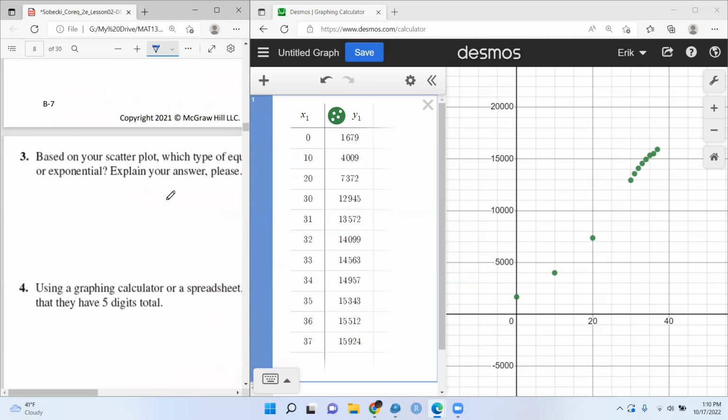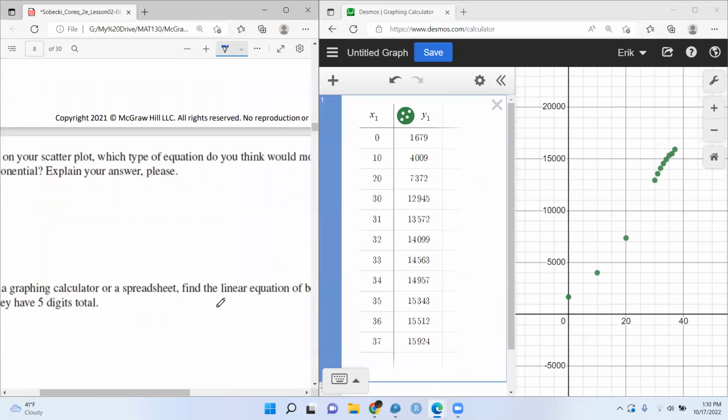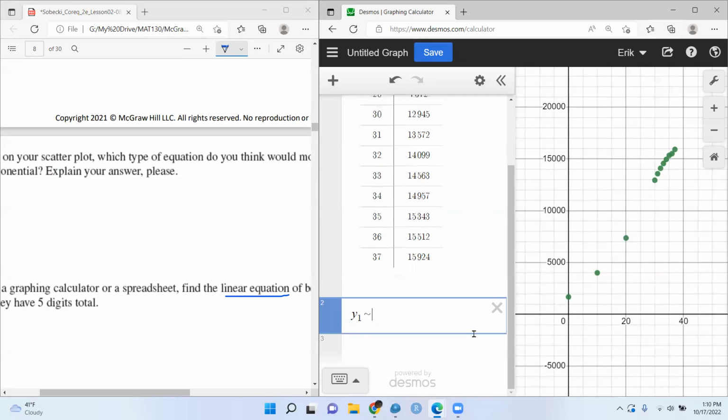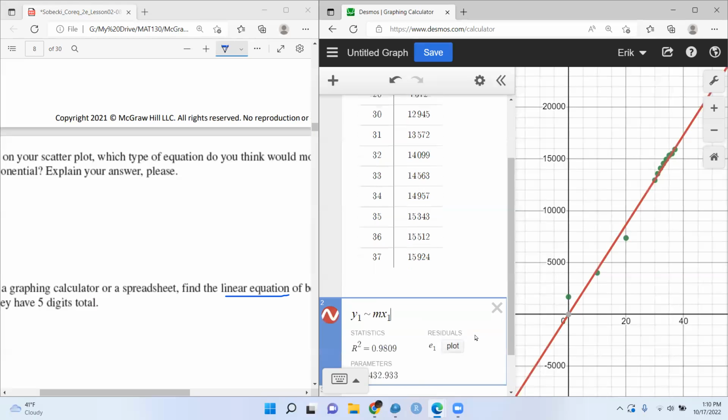Here you're going to guess what you think it is. You just write whatever you think it is, and then we're going to use our graphing calculator, in other words Desmos, to find, note he says, a linear equation of best fit. So those of you that have done the worksheets and started your project, you know what to do, right? y1 tilde mx1 plus b gets us the linear equation.